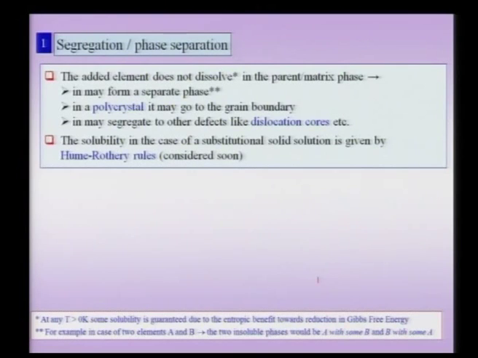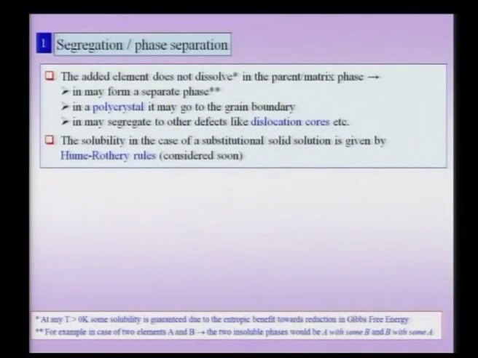So let us take up the first case, which is segregation or phase separation. When I am talking about segregation, I mean that the alloying element has low solubility, and whenever I add more than the solubility limit, then the extra material added would obviously segregate. And we should note that whenever I am talking about negligible solubility or zero solubility, what I exactly mean is that it is limited to a very small amount. Zero solubility theoretically is not possible, because there will be a reduction in Gibbs free energy due to entropic benefit, and therefore some small amount of the alloying element would always dissolve in a parent lattice.